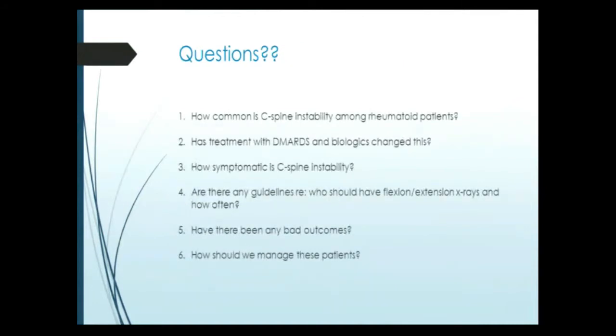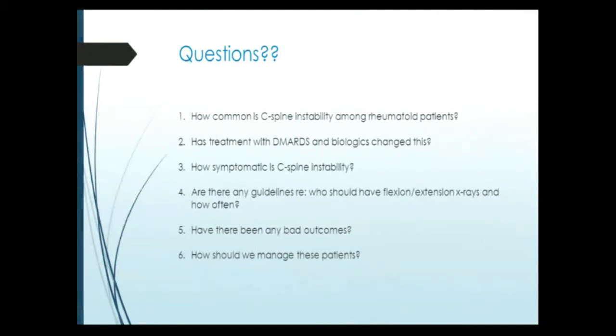So in starting to look at this topic, I came up with more questions than answers, really. But these were some of the questions that I had: how common is this? In chatting with a couple of people in the last few weeks, the question came up, people are so much better treated now with rheumatoid arthritis. We don't see as insanely crippling rheumatoid as commonly as we used to because of the DMARDs and biologics. Has that changed the incidence of instability in the C-spine? Are we just not seeing it anymore?